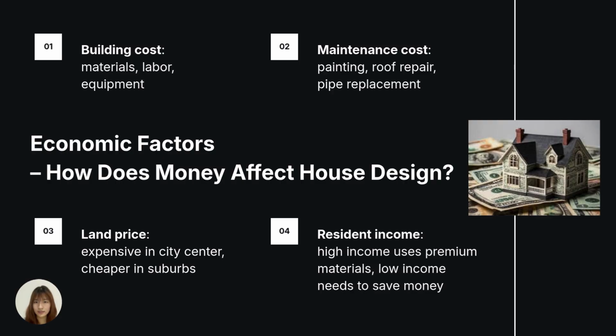Finally, resident income matters. If people in an area have lower income, developers will build smaller, cheaper units. Otherwise, nobody can afford them. If incomes are higher, they can build big apartments or luxury homes with high end materials. So, economic factors decide whether a house is basic or fancy, tall or low rise. That's the basic idea of economic factors.